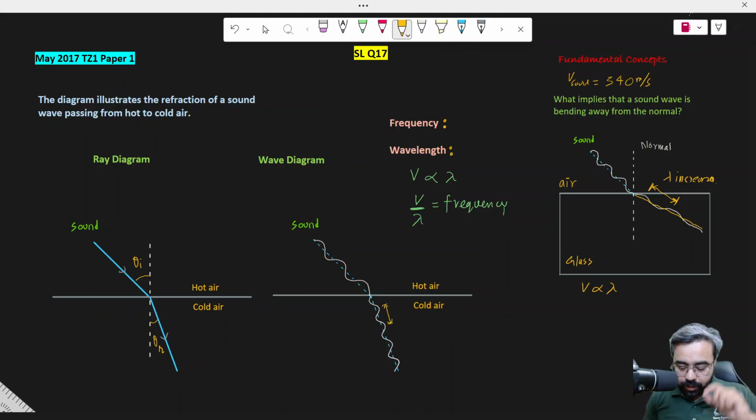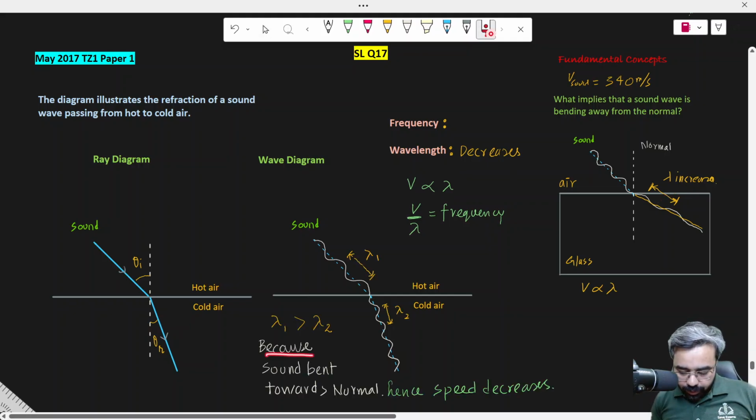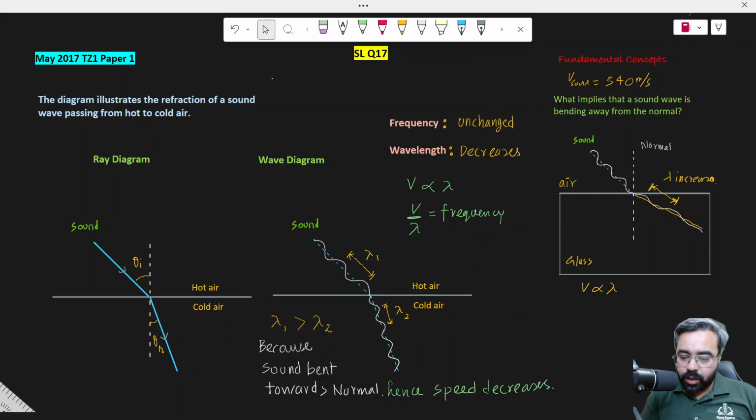Do you notice the wavelength has decreased? So the wavelength decreases. And why does the wavelength decrease? Because it bends towards the normal. And why did the wavelength increase in the practical example? Because it bends away from the normal. I told you this and have written as well that sound bends towards the normal, that's why the speed decreases and the wavelength decreases. But the frequency will remain unchanged. So the right answer must be option B: frequency is unchanged and the wavelength decreases.